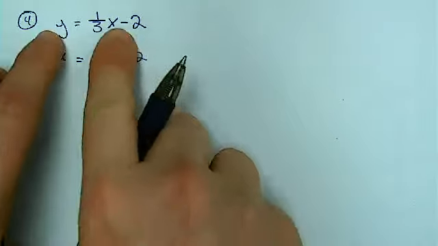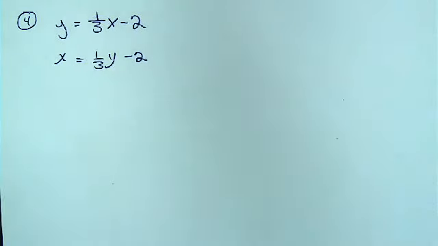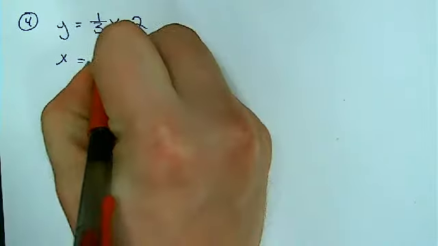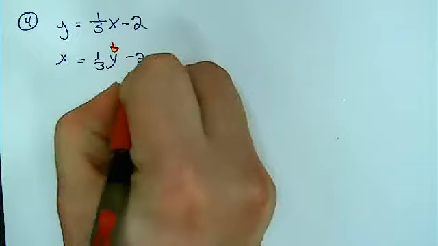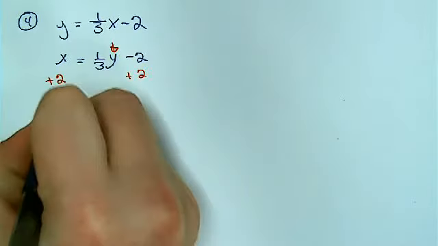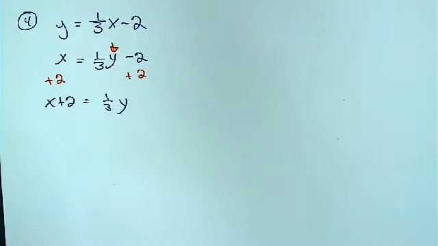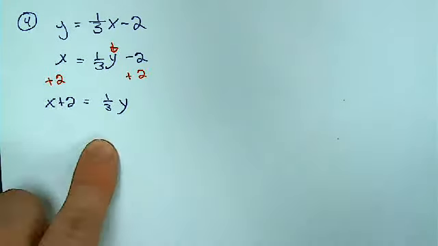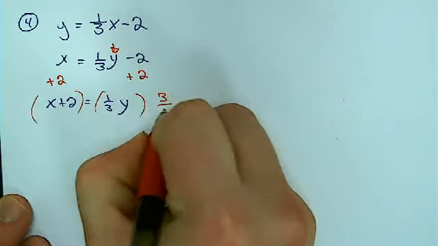Right, so you switch the x and the y, and now the goal is to isolate the y by doing algebra. Now, I know that the fraction becomes a problem when you get there. The first step is to add 2 to both sides. So now I have x plus 2 is equal to 1/3 y. Well, what do you do to get rid of fractions? Multiply both sides by the flip, the reciprocal.